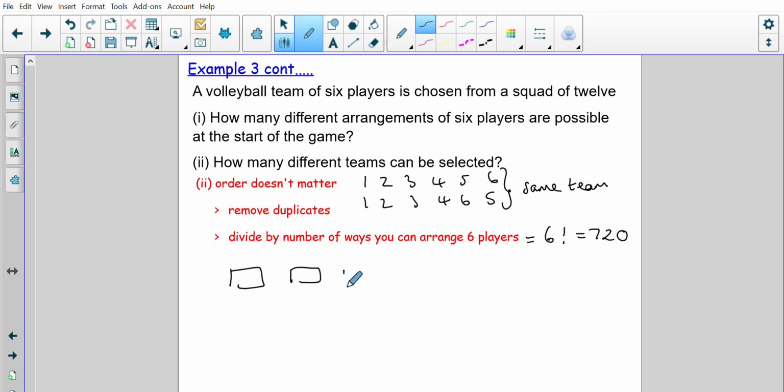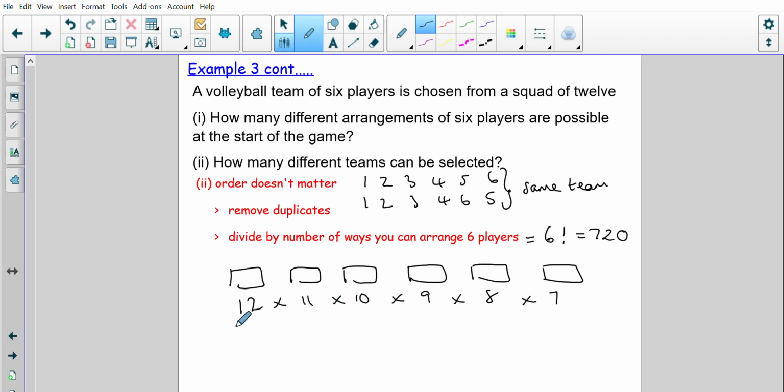So if we pop down our 6 boxes, we know that the number of ways that we're going to get with duplicates is 12 times 11 times 10 times 9 times 8 times 7. But this time, because we need to remove duplicates, we're going to divide by the number of ways we can arrange 6 players, which means we're going to divide by 720. And if we put that in the calculator, that gives us 924 different teams of 6 players that can be chosen from a squad of 12.